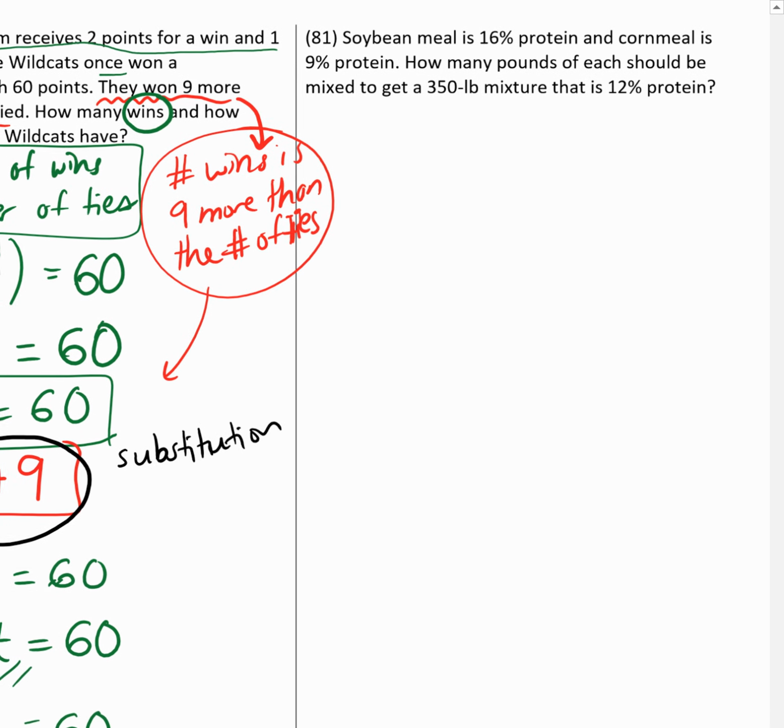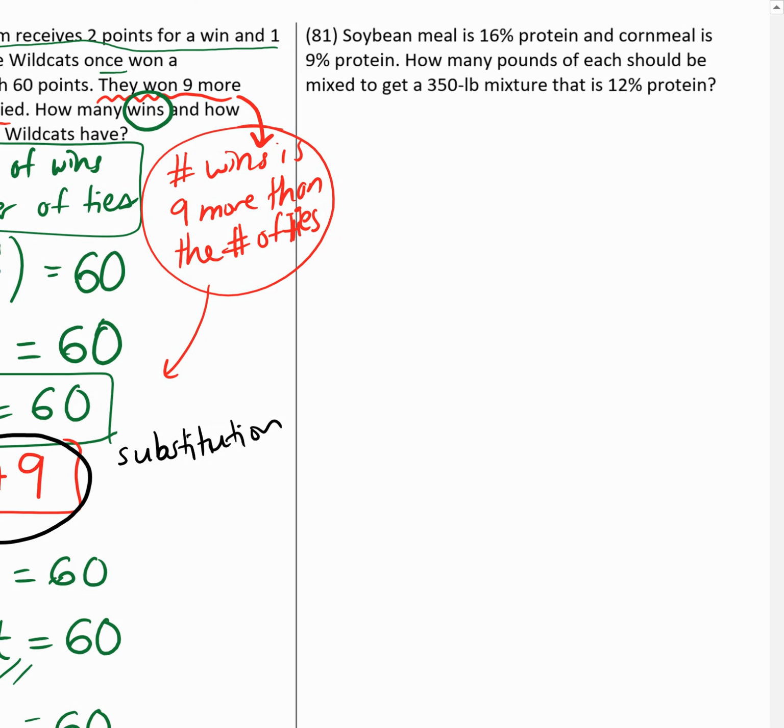So let's see, soybean meal is 16% protein and cornmeal is 9% protein. How many pounds of each should be mixed to get a 350-pound mixture that is 12% protein? First things first, this is one of those mixture problems, which is tricky. The way we covered them, I like to draw a picture of 2 things actually being mixed together. Somehow that makes it easier.